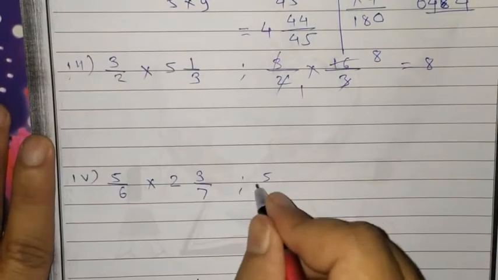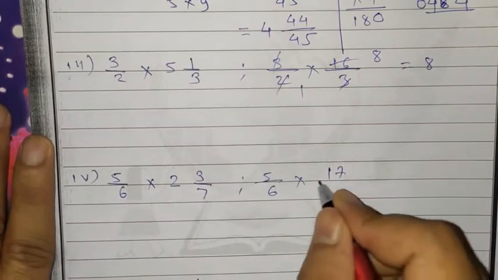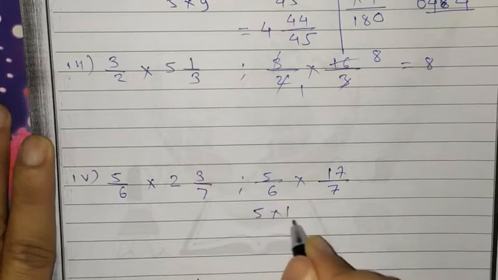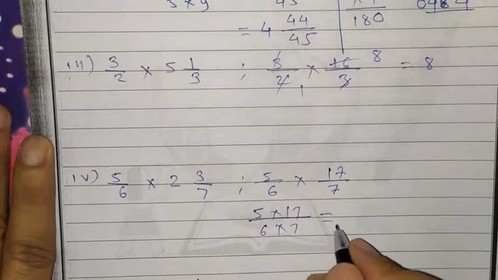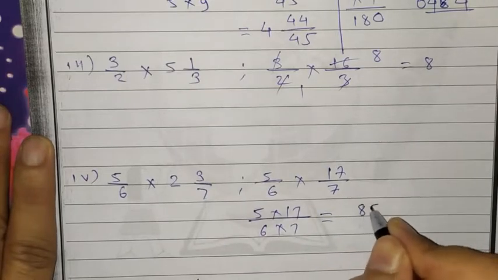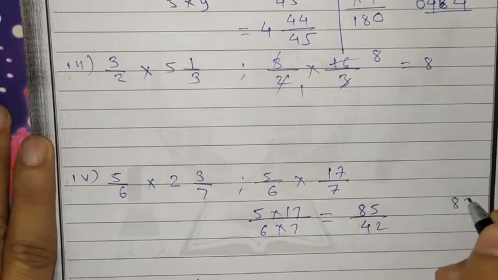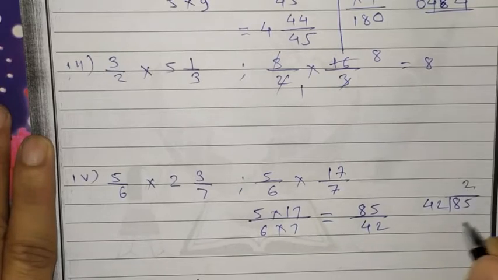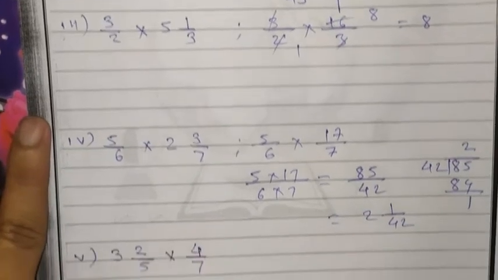Fourth one. 5 upon 6 into 7 into 2 is 14. 14 plus 3 is 17. 17 upon 7. Do the multiplication. 5 into 17, 6 into 7. So 5 into 17 is nothing but 85. 6 into 7, 42. So 85 divided by 42. So 42 into 2 is 84. The remainder will be 1. So it is 2 1 upon 42. This is the answer of this question.